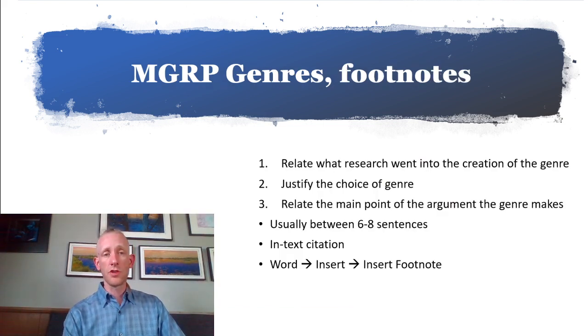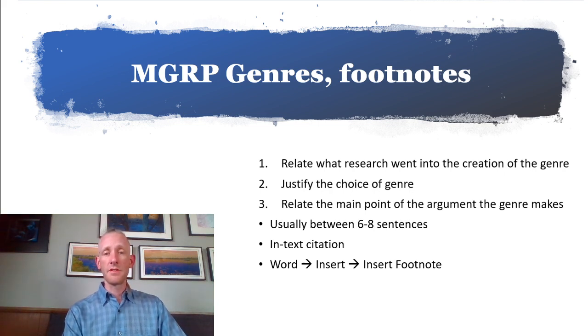Attached to each of your genres, that is including the 3 created and the 2 found, so you will have a total of 5 footnotes. You will include your footnote. And the footnote needs to relate the following information. What research went into the creation of the genre, right? Again, research needs to be represented in the genres themselves. Right? Even if you don't have the research within the language of the genre, it needs to inform your construction of the genre and the point you are trying to make.